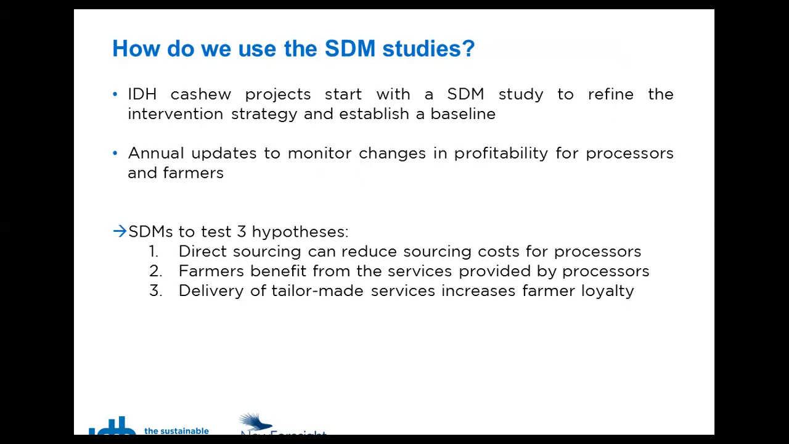And then in the end, the SDMs are supposed to test three hypotheses. The first one being direct sourcing can reduce sourcing costs for processors. That's the main aim of all of the processors involved in our program. Secondly, the farmers have to benefit from the services provided. Otherwise, those services would not be sustainable in the long run. And then thirdly, that's a point that's very important, and that also came out of the earlier poll as being very important to you: how do we increase farmer loyalty using these service delivery models? That's an answer that we hope to get out of the service delivery model studies as well.